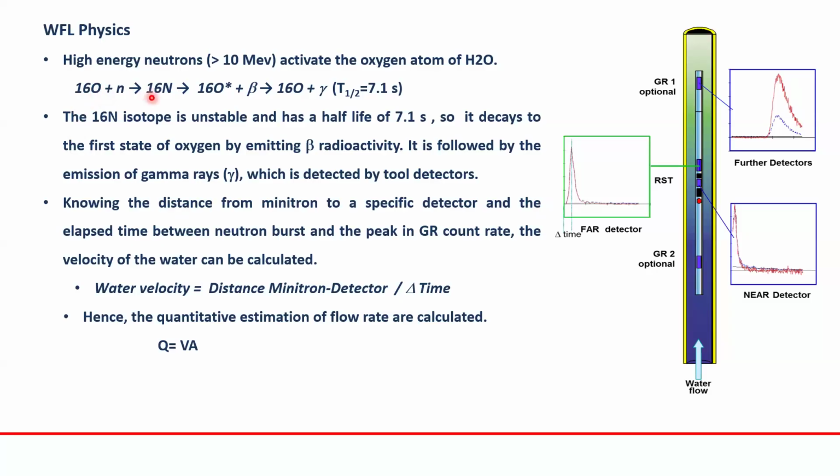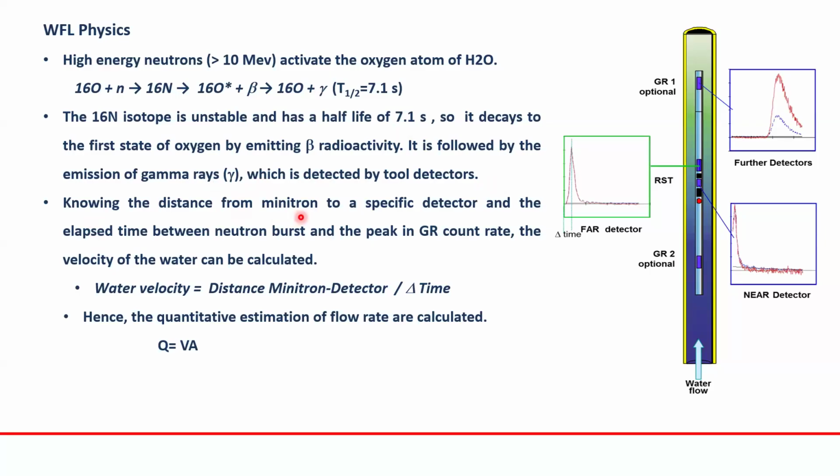Oxygen plus nitrogen, plus gamma ray. The nitrogen-16 isotope is unstable and has a half-life of 7.1 seconds, so it decays to the first stage of oxygen by emitting beta radiation. It's followed by the emission of gamma ray. Finally, it's the gamma ray which is detected by the tool.